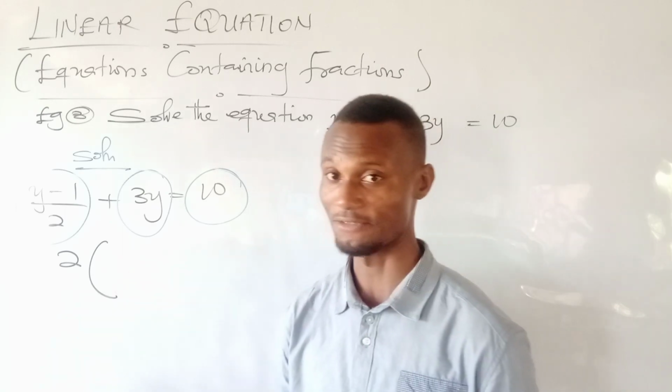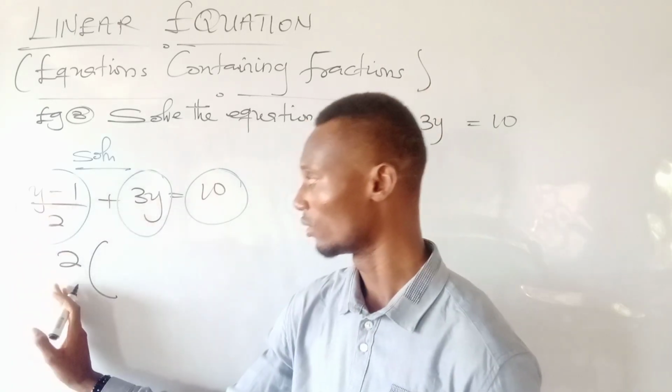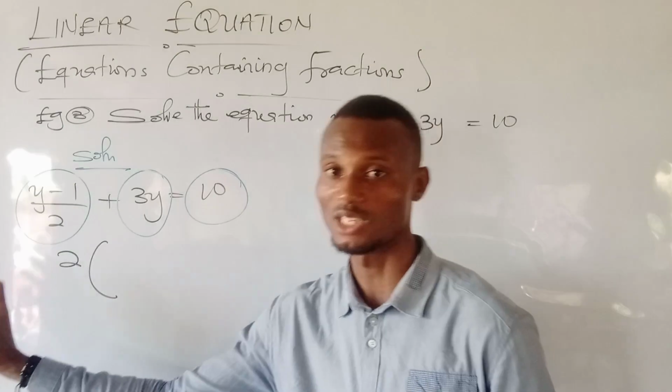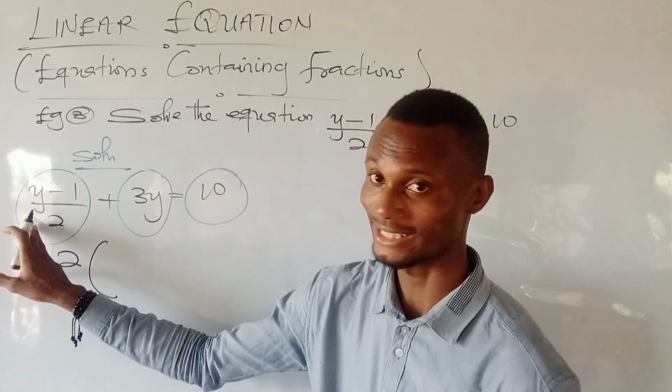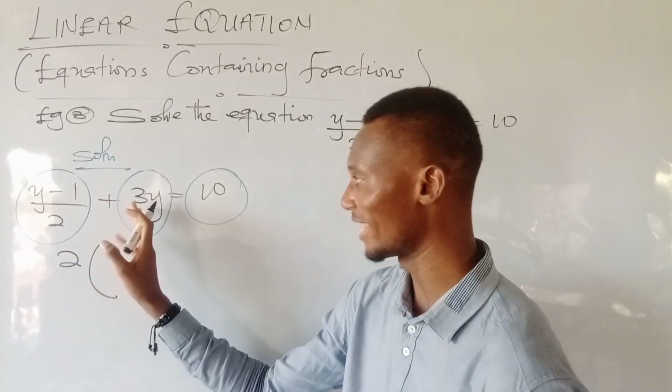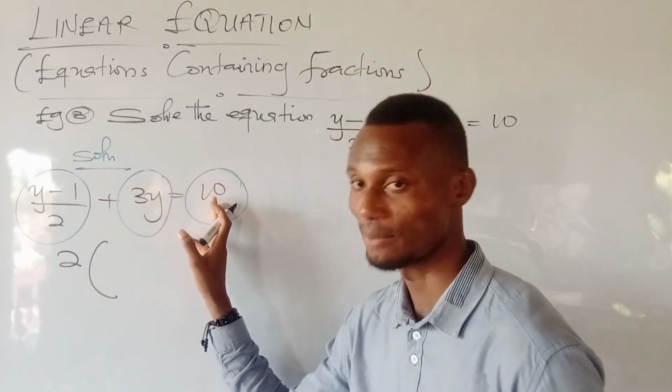Okay, so watch the first video. So 2 is the LCM, so we are multiplying through the equation by the LCM, so 2 times this first term. Then we'll multiply this one also by 2, then this term also by 2.